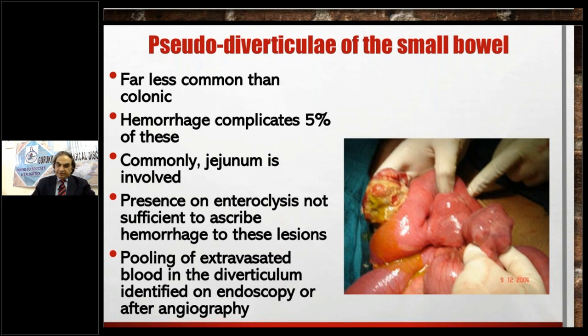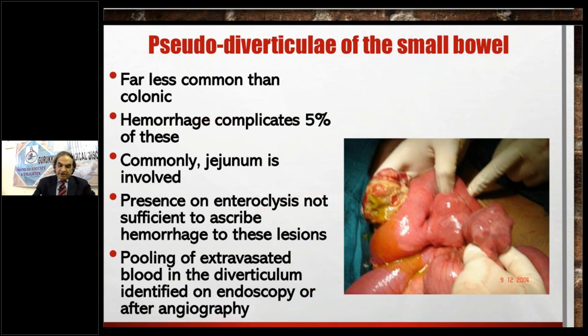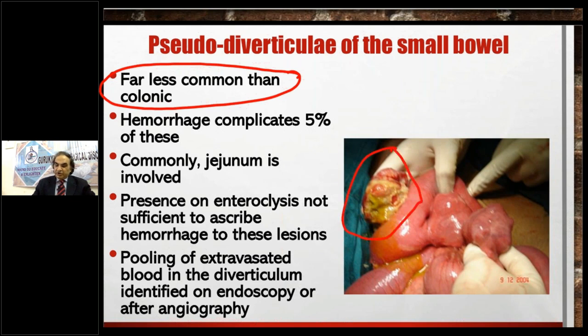Now, these are the pseudo diverticula of the small bowel, and they're far less common than colonic. But we have seen them in quite a few cases. You can see one here. It has actually gone completely berserk. It's ruptured and it was bleeding.